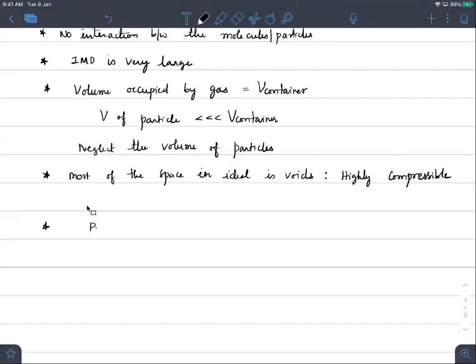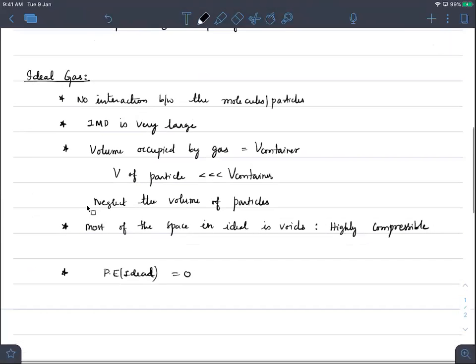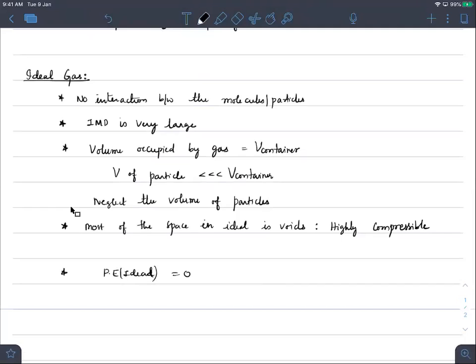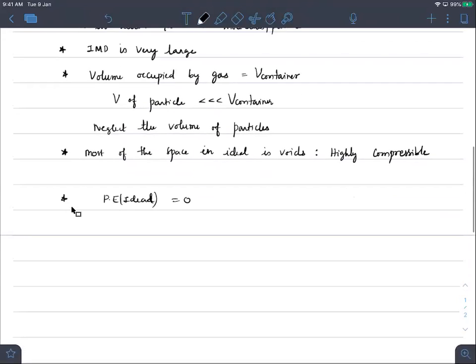Finally, this brings to the fact that potential energy of an ideal gas is zero. Why? Because there are no interactions, so there is no attraction or repulsive forces between the particles, which tells us that there is no interaction. So, which gives us an idea that there is no potential energy between the particles.